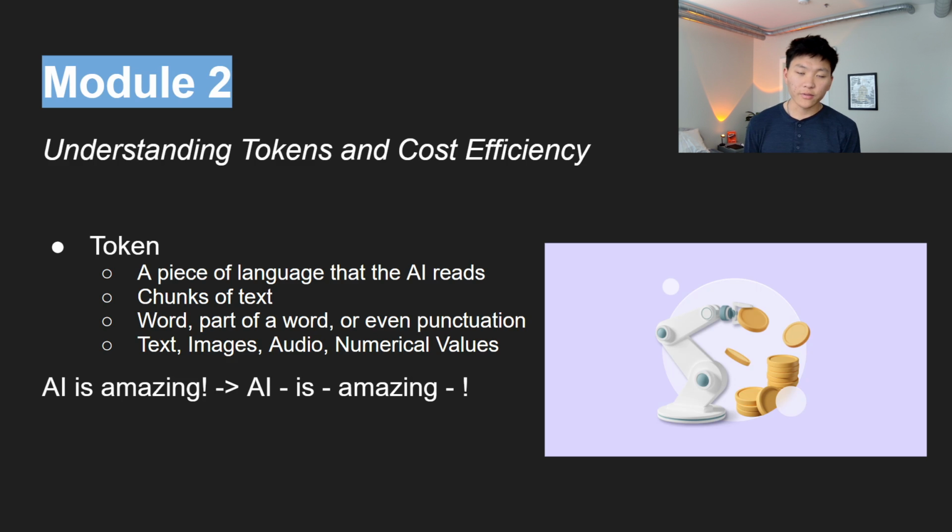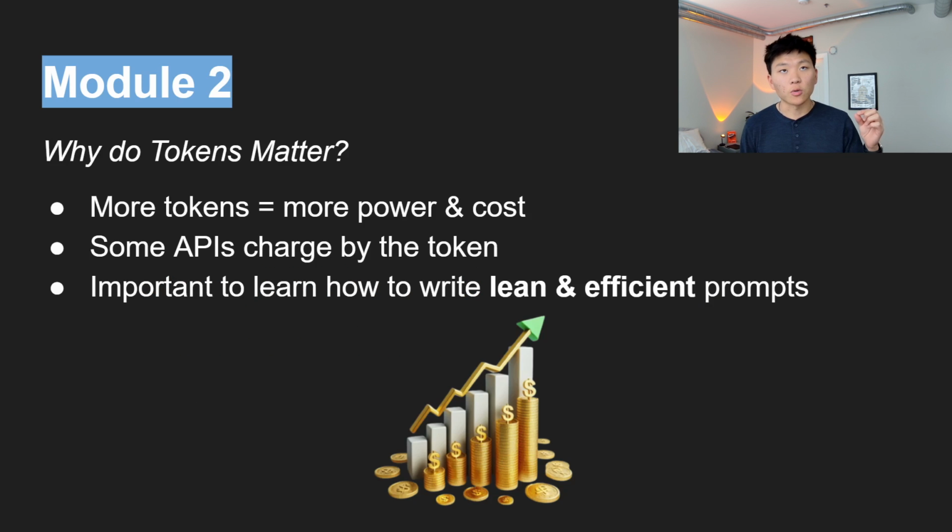So you have different options of how you want to split up your tokens. But just in general, think of it as the way your text is being split up. And it doesn't have to just be text, but the way something's being split up and put into a form that the AI can understand what you're asking for. Why do tokens matter? The more tokens you use in a prompt, the more computational power and cost it's going to take for the agent to process.